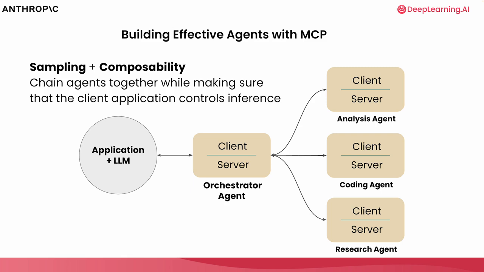You can imagine that we have agents for analysis, for coding, for research that also happen to be MCP servers, and if they need to connect to other servers, clients as well. Through this composable nature, we can start to think about architectures that allow for multiple agents all speaking the same language with the same protocol.